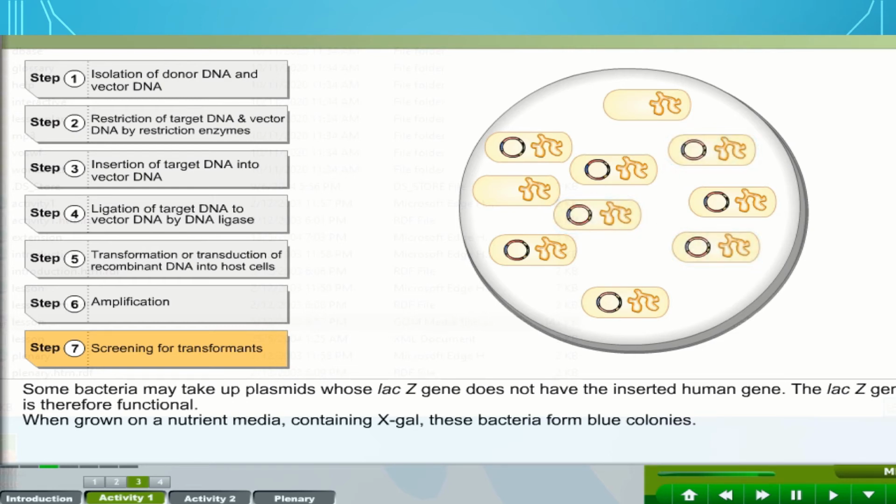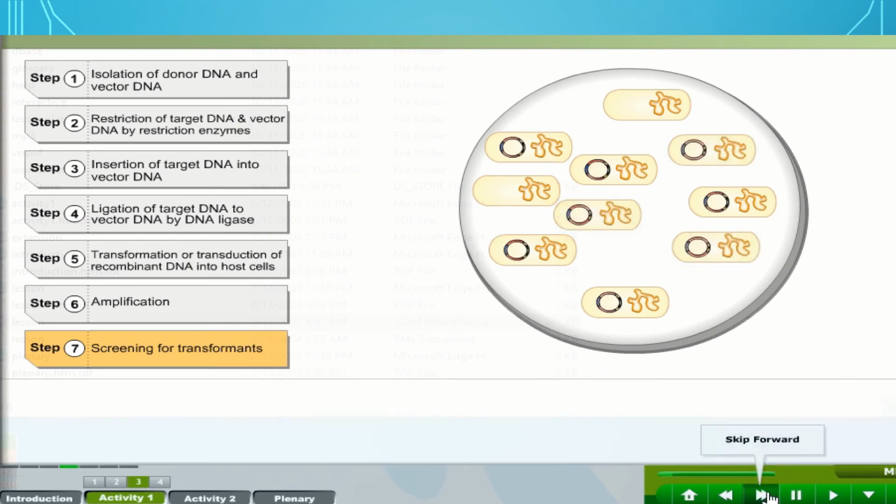Okay, some bacteria may take up a plasmid whose lacZ gene does not have the inserted human gene. Okay, the lacZ gene is therefore functional. So that means if they do not have the recombinant plasmid, the gene is functional. If they have the recombinant plasmid, the lacZ gene is nonfunctional. So when grown on a nutrient medium containing X-gal, these bacteria form blue colonies. Okay, that means the blue colonies do not have the recombinant DNA plasmid, because the lacZ gene is functional.